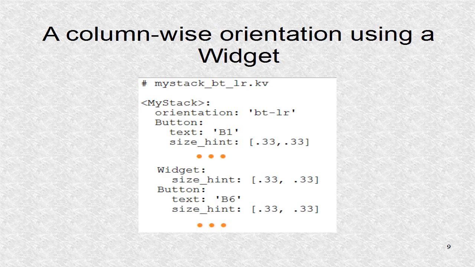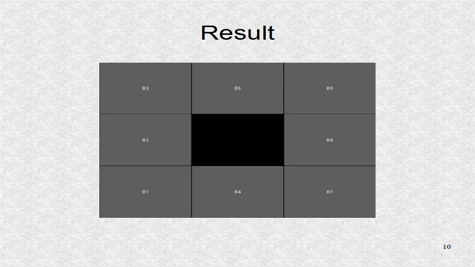9. So far, the examples were row-wise orientations. Now, there is an example of a column-wise orientation, such that bottom to top is first, and left to right is next. However, instead of a button with text, B5, we have a widget. The widget class is the class that all widgets, such as buttons, are based on. 10. Because of the widget, B5 is replaced by an empty box.